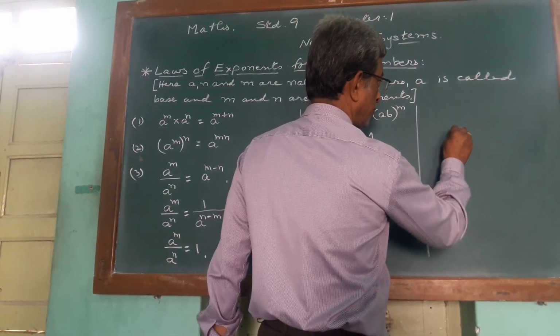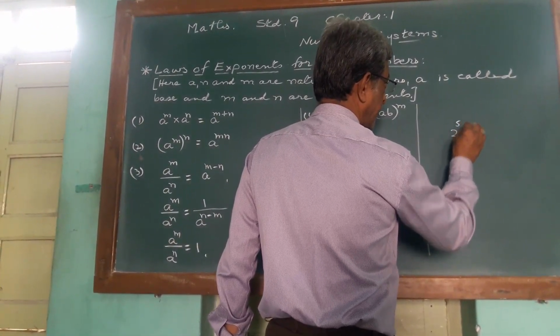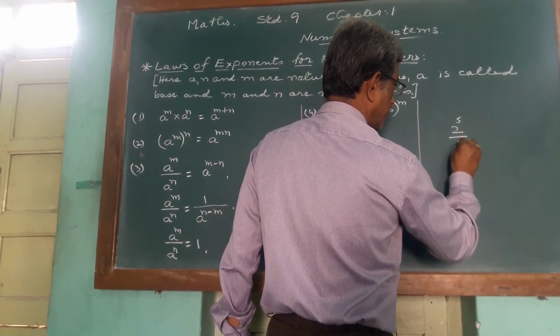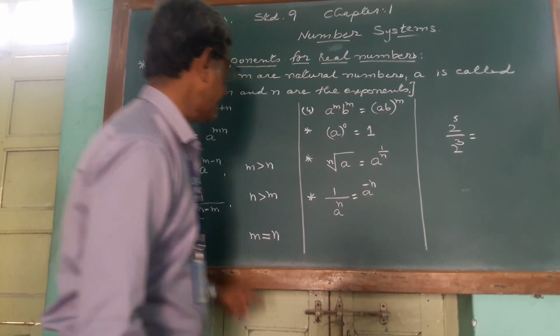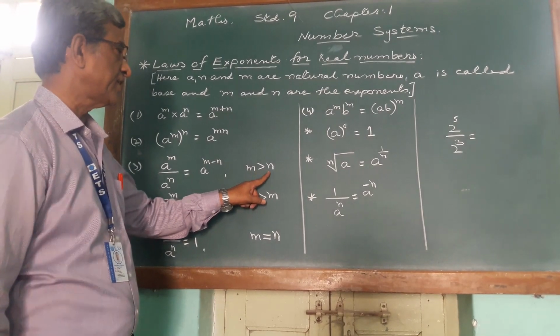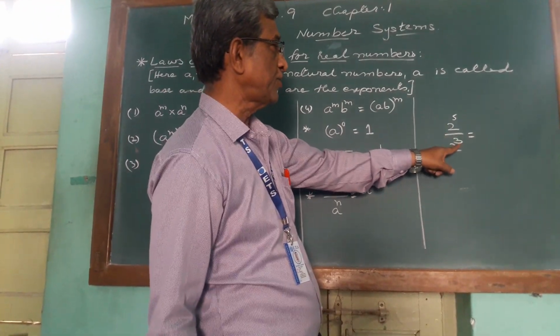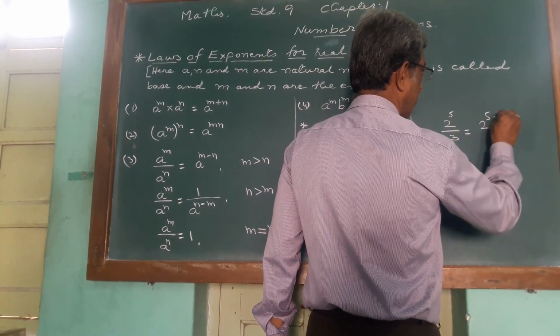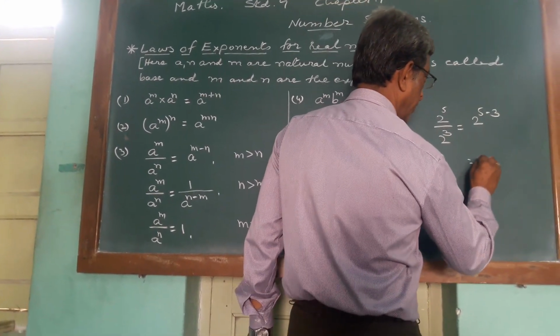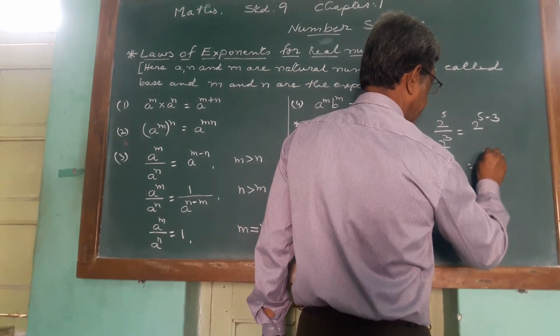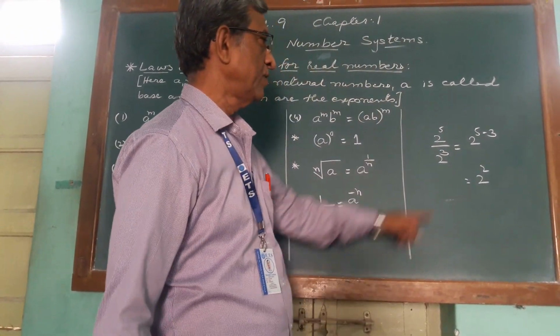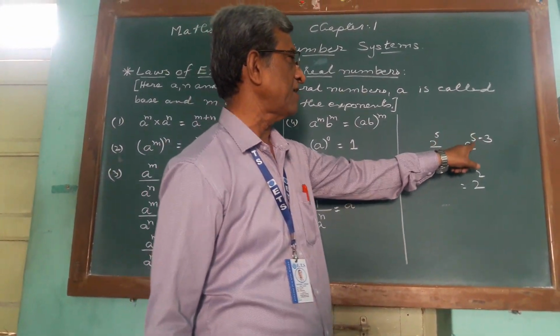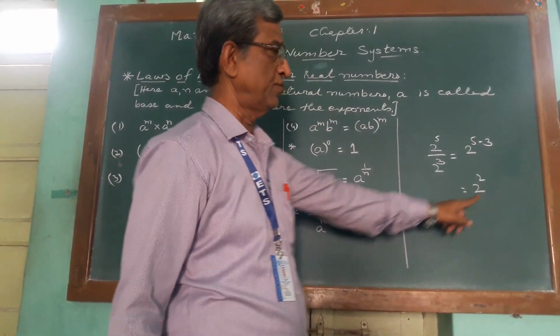Like this, 2 raised to 5 upon 2 raised to 3. Here you can see that 5 is greater than 3, so this 3 will go in numerator. It becomes 2 raised to 5 minus 3, which gives you 2 raised to 2. 3 will go towards 5, and 5 minus 3 gives you 2.